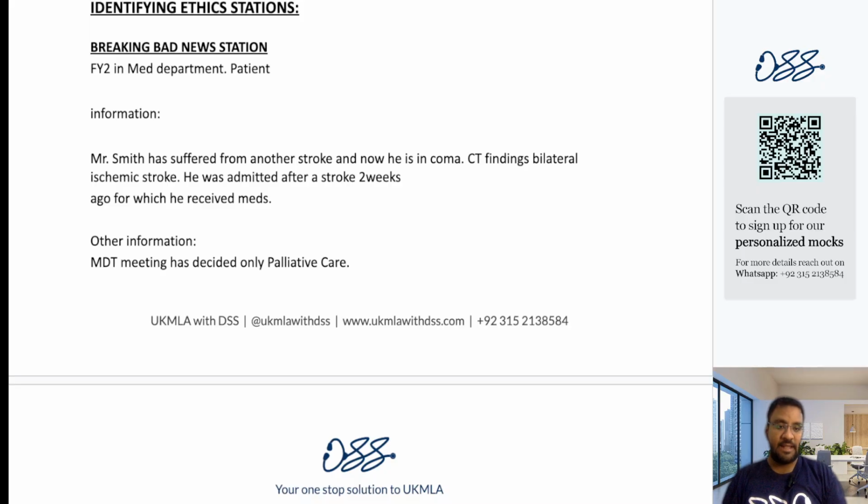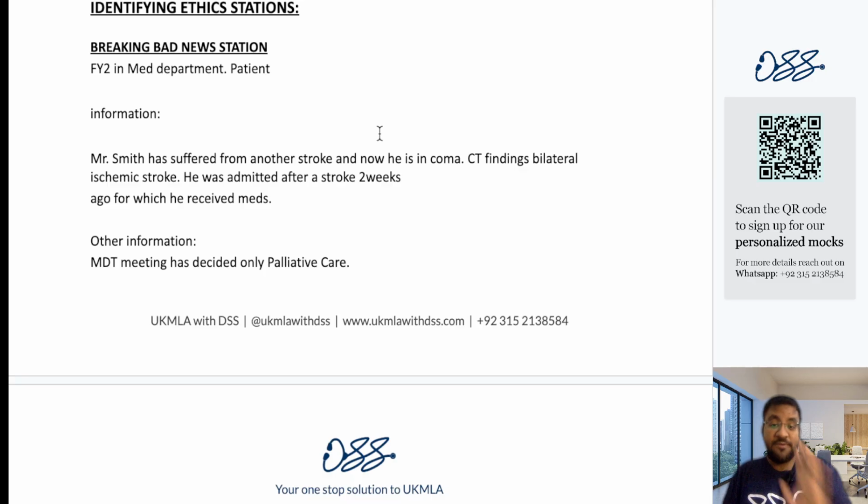So now let's move on to the ethical scenarios and try to get an understanding of what they are and how to identify them. Okay, so the breaking bad news station. This is a category which is heavily tested in the exam. You will always have one breaking bad news station, and there are around 8 to 10 different cases.